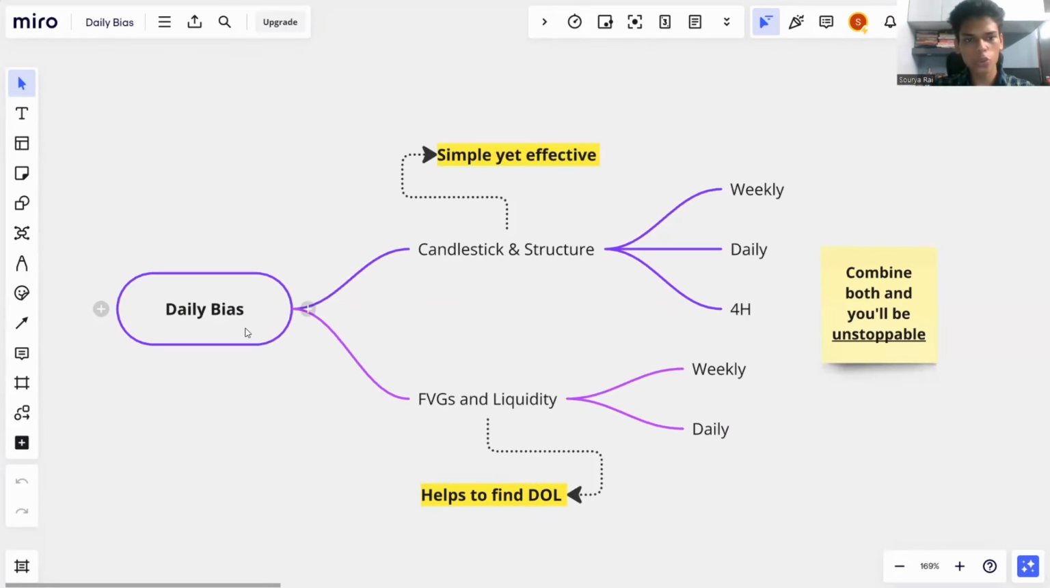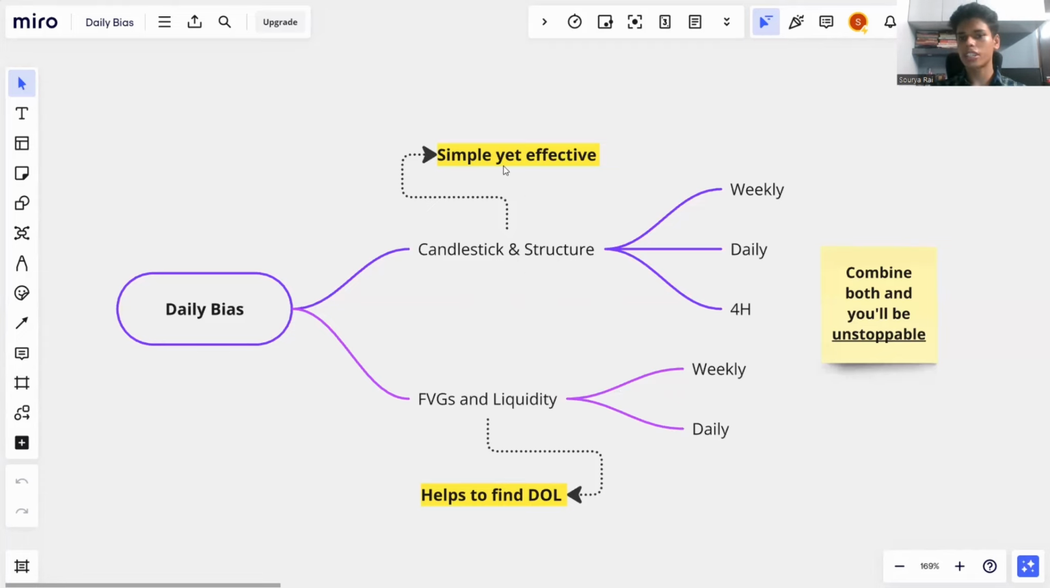Alright, so there are two ways to find your daily bias. The first one being using candlestick patterns and structure, and the second one is using FVGs and liquidity. If you are a beginner trader, I would recommend you to stick to candlestick patterns and structure only, as I personally have been using this concept for more than a year and have had a decent success rate with this.